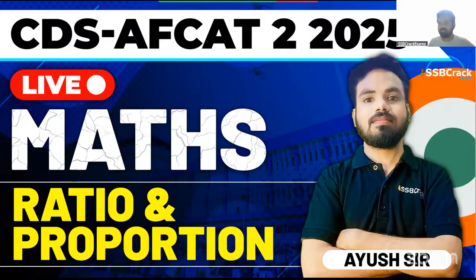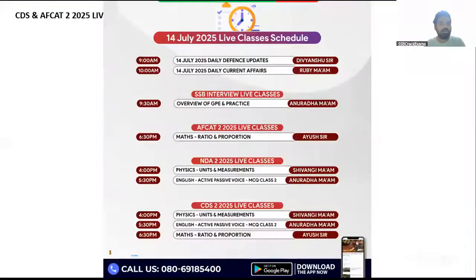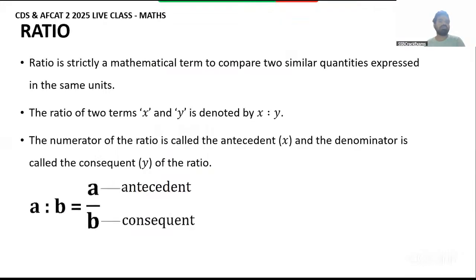Okay, today we will start with ratio and proportion. First of all, we will discuss some definitions and concepts, and we will solve the questions. Okay, so let's start with the definition of ratio.